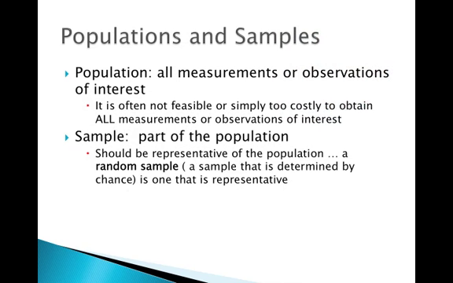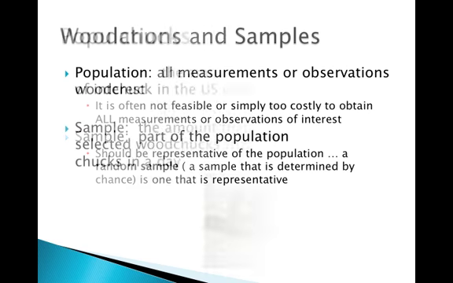Another distinction we need to make is between populations and samples. The population is all measurements or observations of interest. It is often not feasible or simply too costly to obtain all measurements or observations of interest, so we take a sample, which is simply part of the population. The sample should be representative of the population. A random sample, a sample that's determined by chance, is one that is representative.